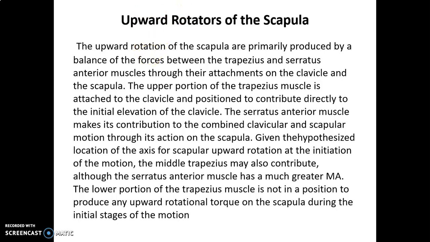So what is the importance of upward rotators of the scapula? We'll go through the biomechanics of the upward rotators of the scapula. The upward rotation of the scapula is primarily produced by a balance of the forces between the trapezius and serratus anterior muscle. So two muscles which are responsible for the upward rotation of scapula are trapezius and serratus anterior muscle, through their attachment on the clavicle and the scapula. The important aspect of their attachment is that it is between the clavicle and the scapula.